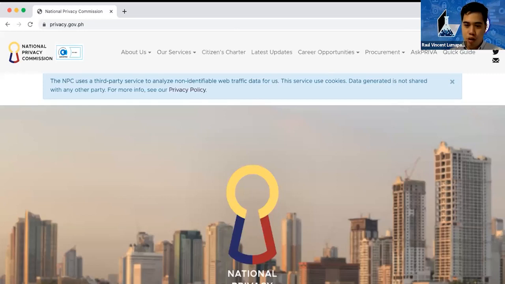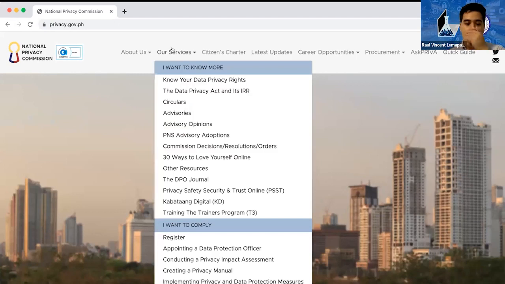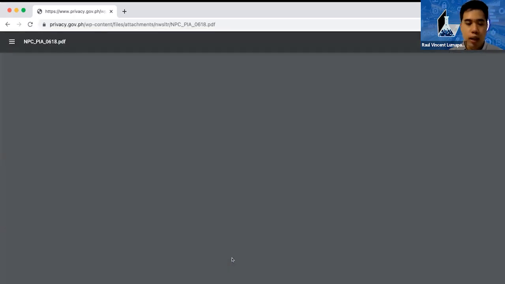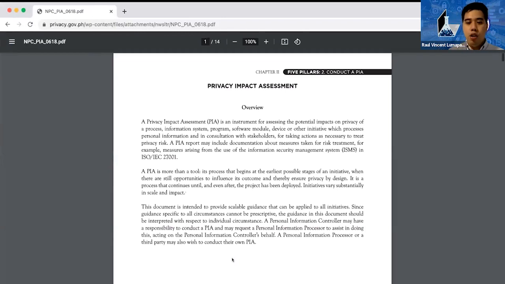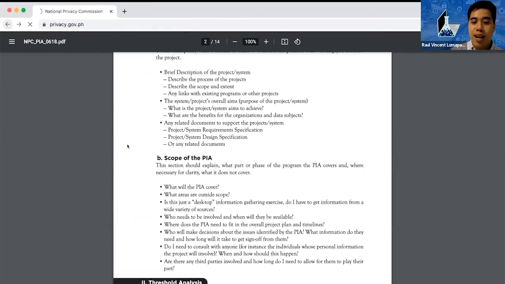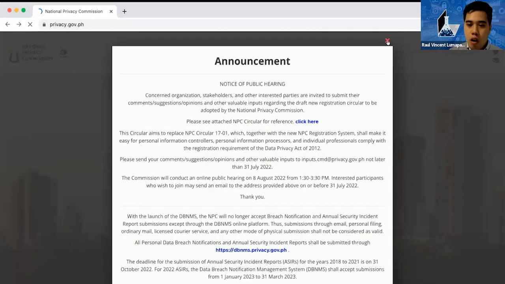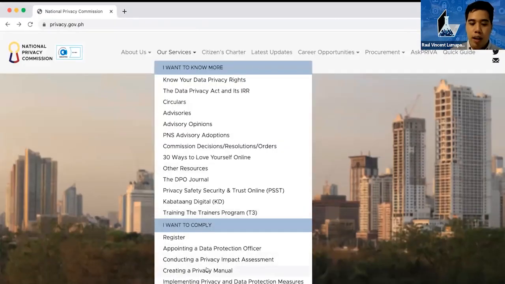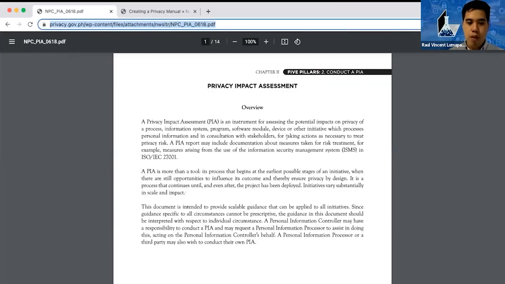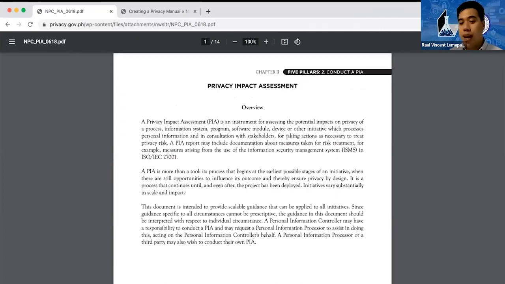I'm not from the National Privacy Commission, but the National Privacy Commission is an attached agency of the DICT, and it's very important for everyone to understand data privacy, especially if you're doing cloud. So I recommend that if you start transitioning to cloud-based services, you do your privacy impact assessment, or what we call PIA. There are a lot of things that you can do. You can create your privacy manual. You should check if you have the capacity to make your data privacy manual. So the PIA is an instrument for assessing potential impacts on privacy of a process, information system, program, software module, device, or initiative which processes personal information.